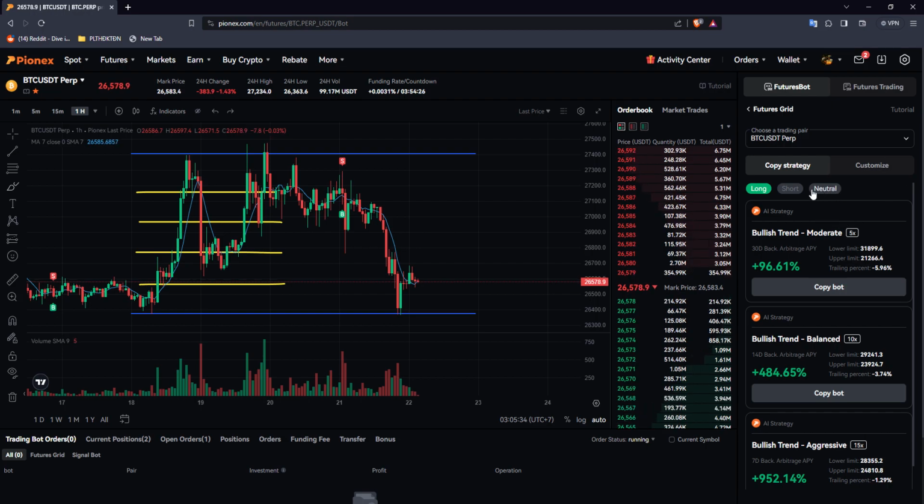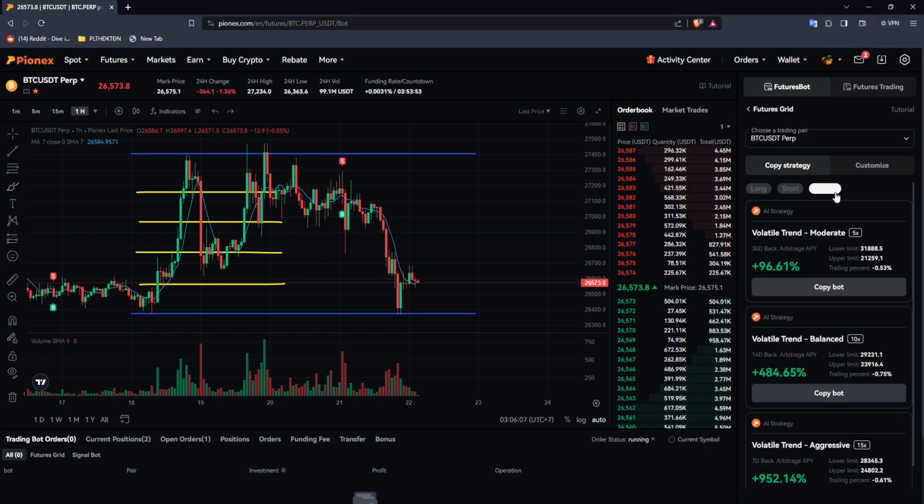And the first thing you guys gotta notice here is that you have three options: long, short, and neutral, right? And with long, that is for when you think that the price will go up, and the futures grid bot will enter long positions, and it will close these positions as the price goes up. With the short futures grid bot, that is when you think the price will go down, and the bot will open short positions, and it will close these positions as the price goes down.